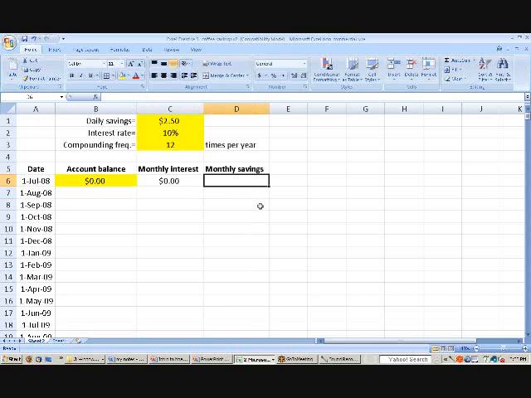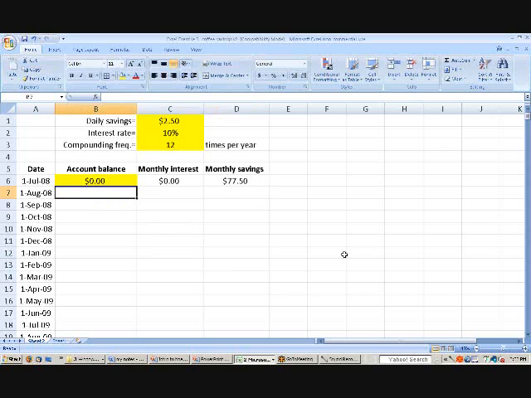And then monthly savings is going to be based on how much money we save each day and how many days are in the month. So it's $2.50 every day times the number of days in the month, and the way we can do that is just subtract August 1st minus July 1st, and Excel automatically calculates the number of days in between. So 31 days in July times $2.50 gives you $77.50 of savings in July.